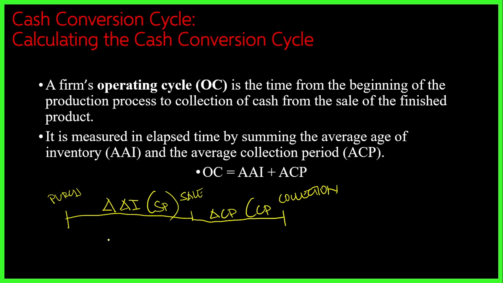So, assuming from the date of purchase up to the date of sale, it took you 40 days. And then from the date of sale up to the date of collection, normally it takes you around 30 days. Then your operating cycle is equal to 70 days. That is your operating cycle. Now, let's continue.